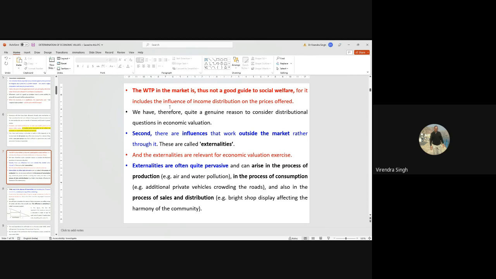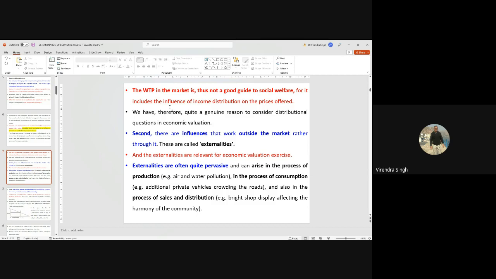And the second reason: there are influences that work outside the market rather than through it. These are called externalities. Externalities are relevant for economic valuation exercises, and very important for the valuation of projects. Externalities are often quite pervasive and arise in the process of production, in the process of consumption, and in the process of sales and distribution as well. In production, the process undertaken by the project may result in air and water pollution, noise pollution or any other sort of pollution.